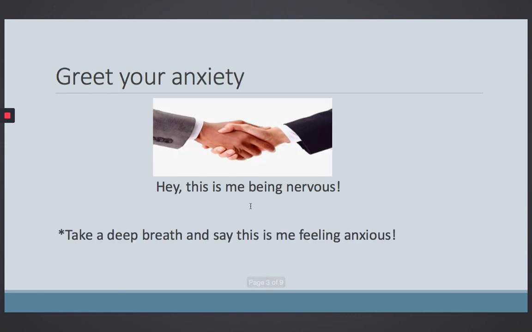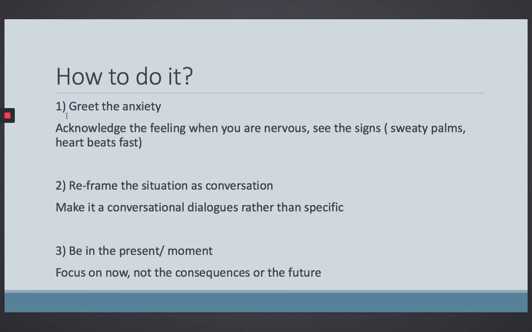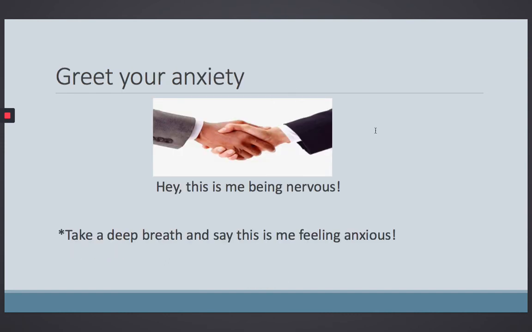Okay. Now, I had given you the three steps, right? Number one, greet the anxiety. Number two, reframe the situation as conversation, and number three, be in the present moment. Now, this is the detail.